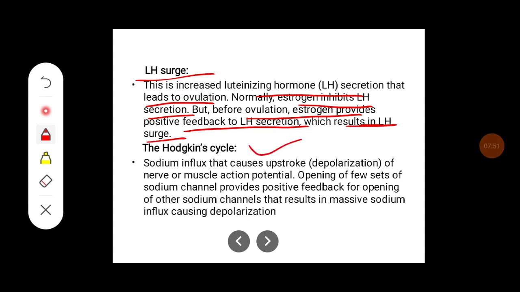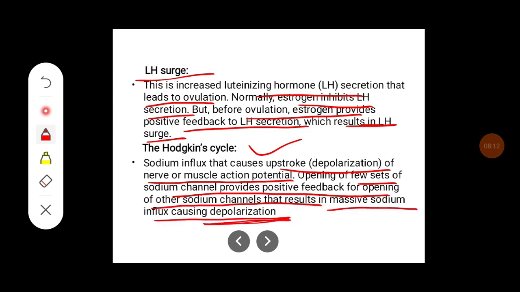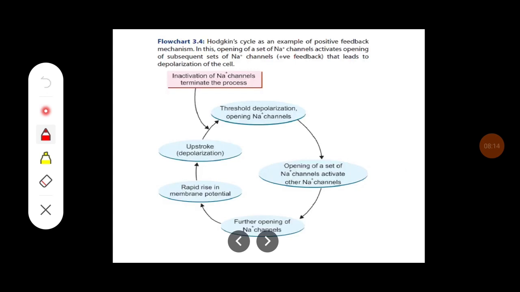Another example is the Hodgkin cycle, the sodium influx that causes the upstroke, that is depolarization of the nerve or muscle action potential. Opening of a few sodium channels provides positive feedback for the opening of other sodium channels, that is voltage gated sodium channels, resulting in massive sodium influx causing depolarization. So this is the example of a Hodgkin cycle.